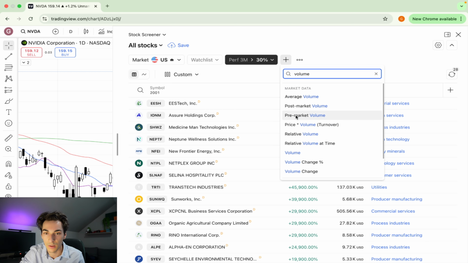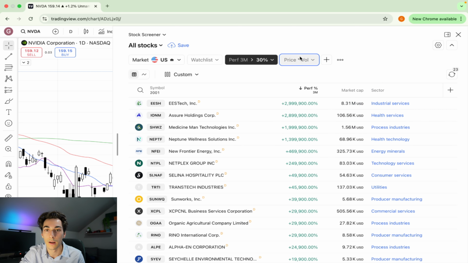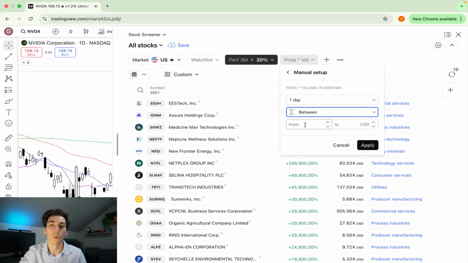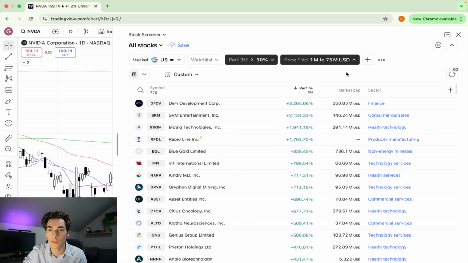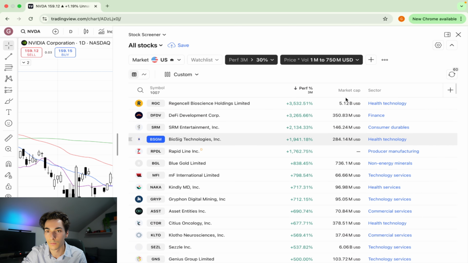Next one is volume times price. Price times volume works perfectly, 1 day. And for this one we are going to put a manual setup between 1 million and 750 million. I'll just do this once again. So this is going to be 750 million. Alright, so now we have only 1,000 symbols, which is getting better and better.